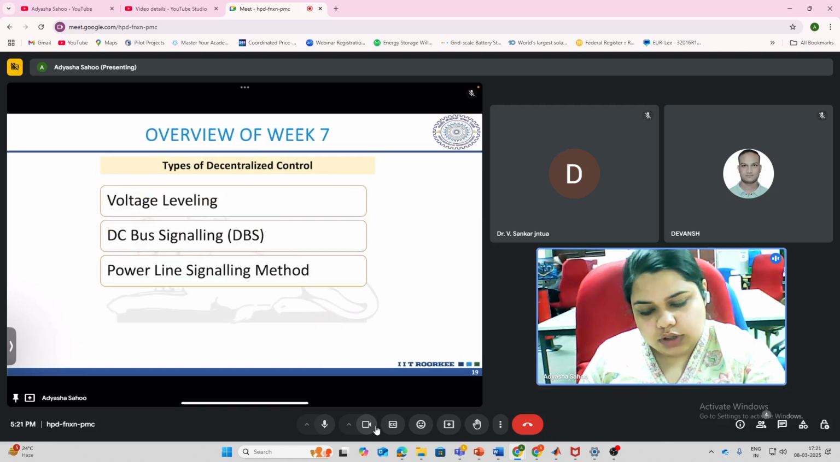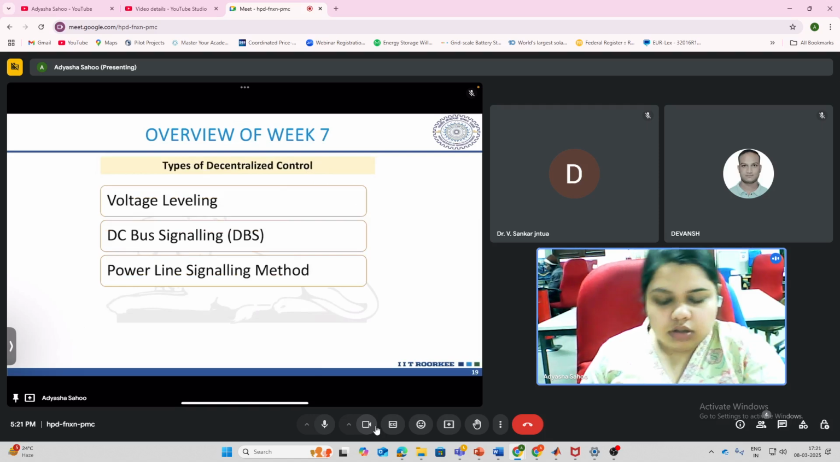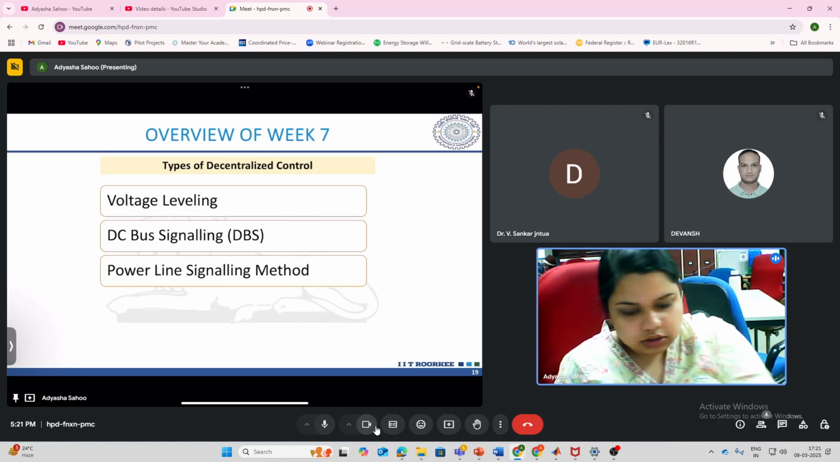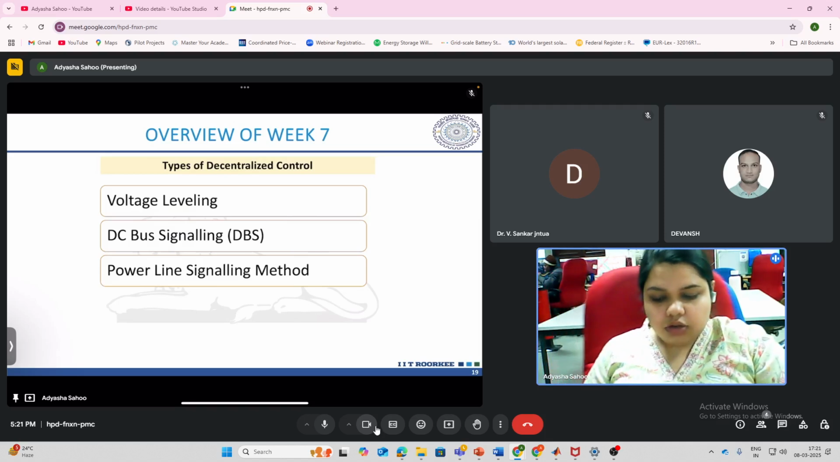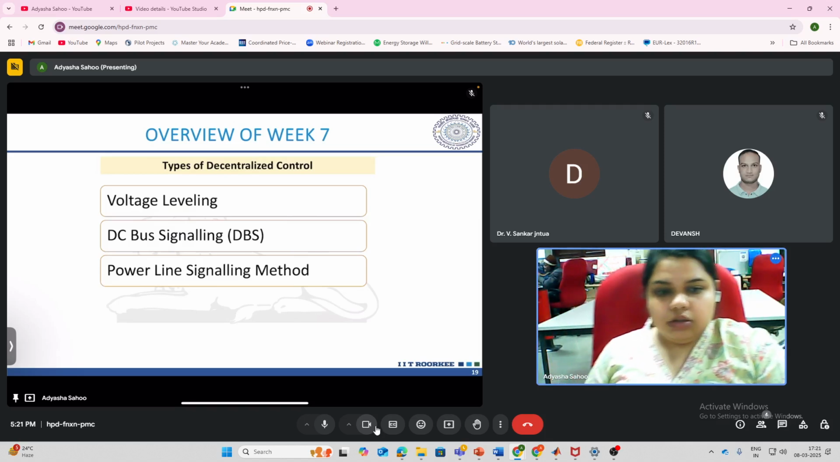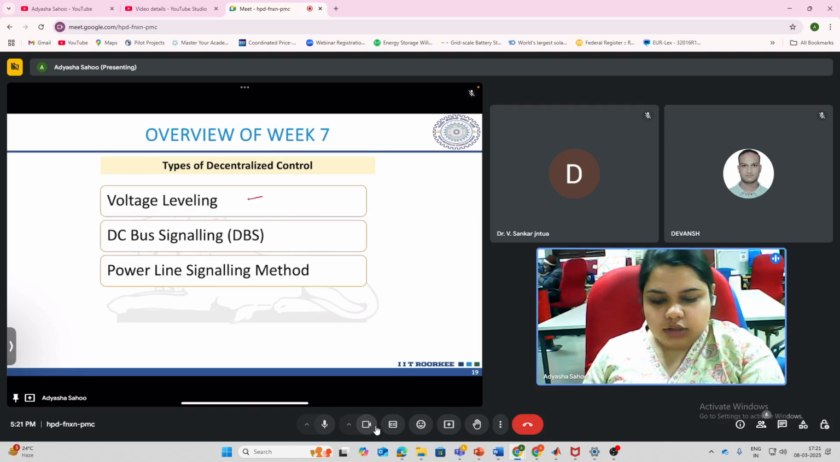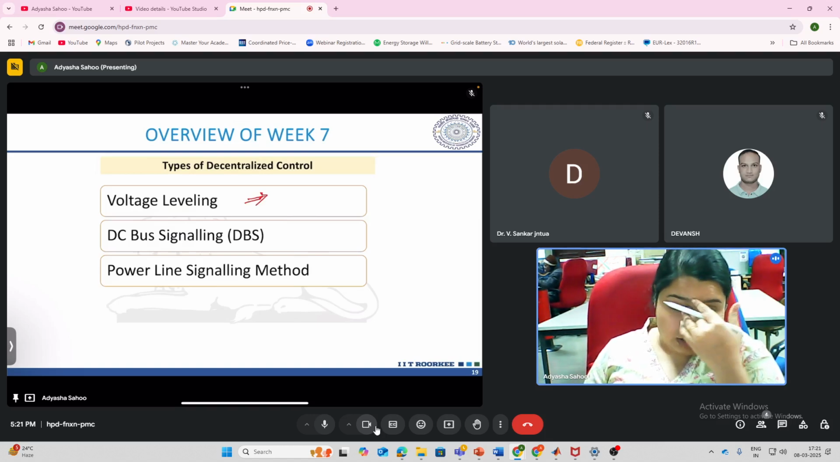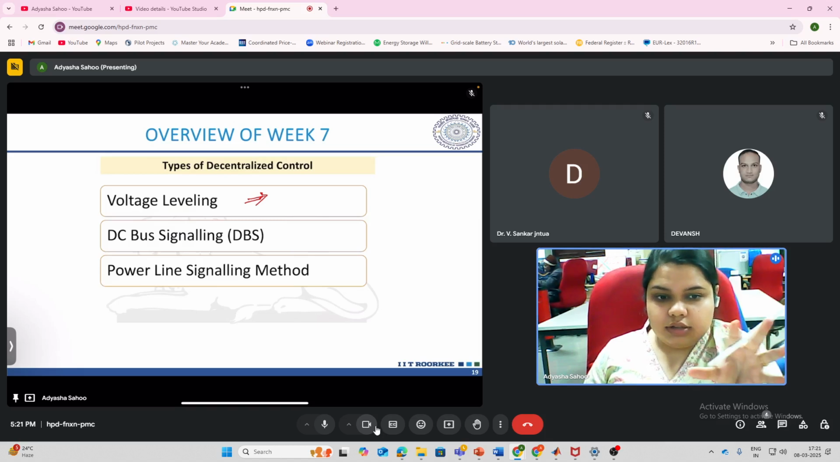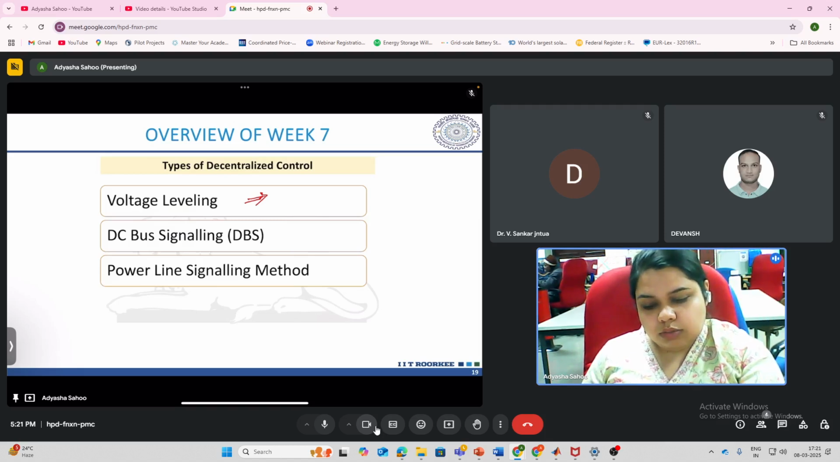Now, again, there are various types of decentralized control techniques, such as the voltage leveling technique. So here we are talking about DC, so the quantities with you are P and V. The voltage leveling has certain disadvantages for large scale operation, basically for larger systems. So for that, we move towards the DC bus signaling method, then the power line signaling method using communication techniques.